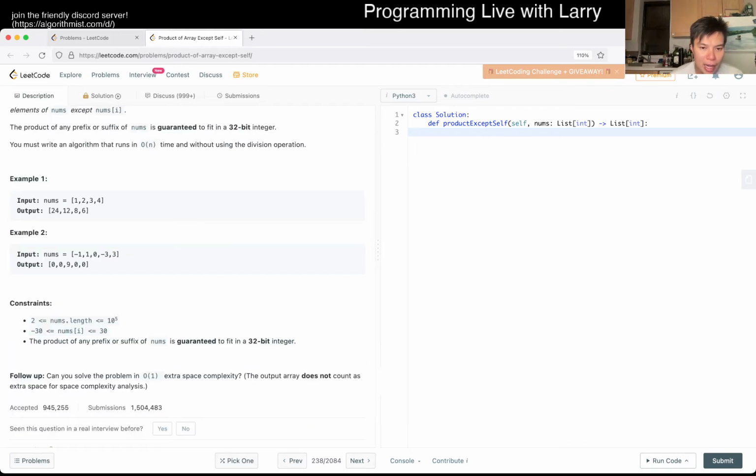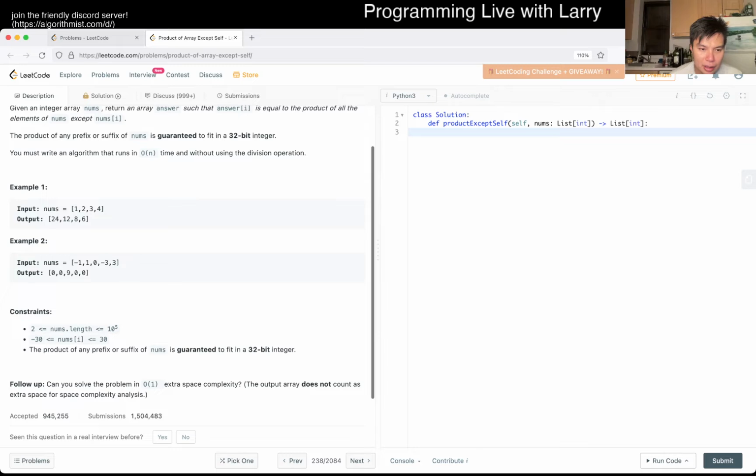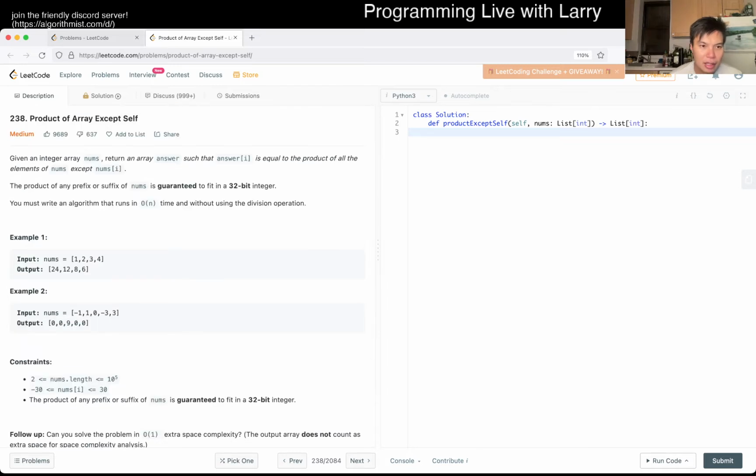The short answer is there is one way that I feel like I used to be able to do: just get the product of every number and then divide out the current number. But that doesn't really work when there are zeros and stuff like that.